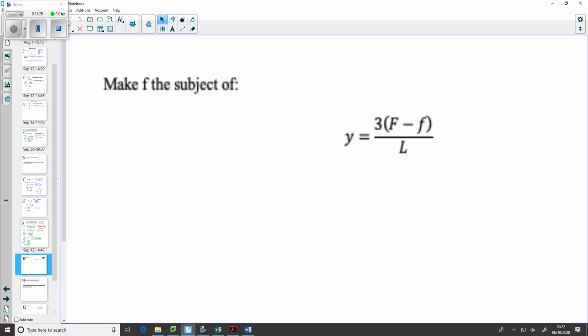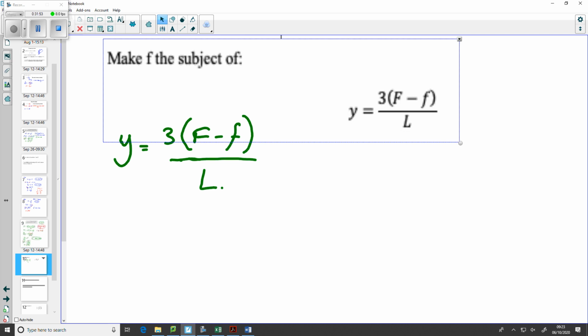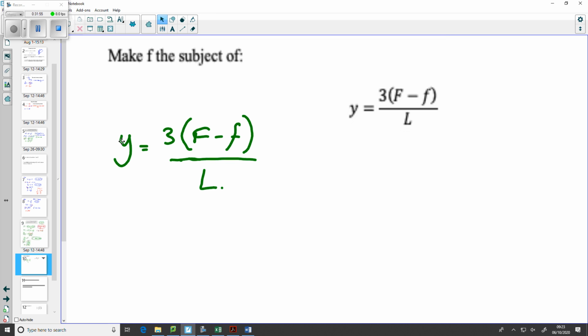So where do you think we'll start with rearranging, or making f the subject of? I'll write this out: y is equal to 3 brackets capital F minus lowercase f, over L. Where are we going to start? Multiply out the brackets, yeah?